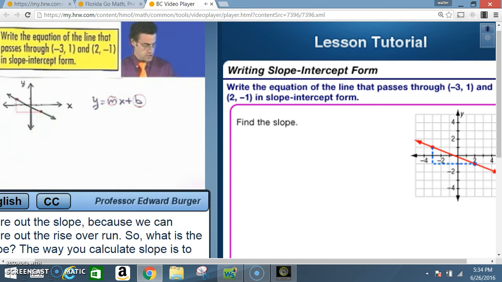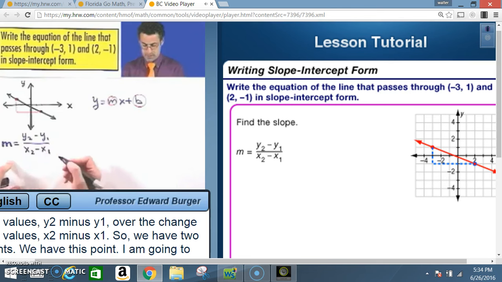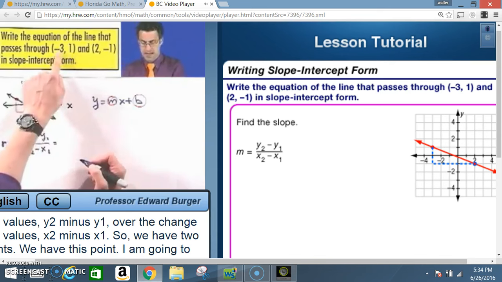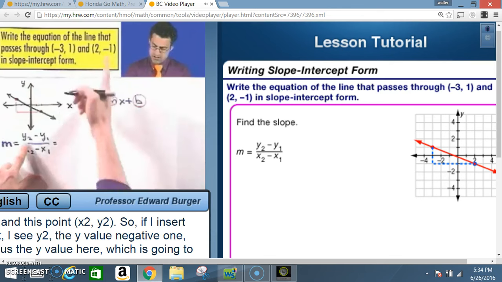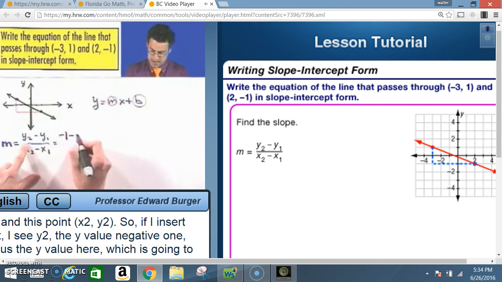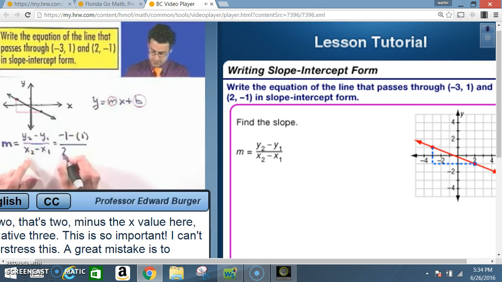So, what's the slope? The way you calculate slope is to look at the change in the y values, y2 minus y1, over the change in x values, x2 minus x1. So we have 2 points. We've got this point, I'm going to call this x1, y1, and this point x2, y2. So if I insert that in, I see y2, that's the y value, that's negative 1, minus the y value here, which is going to be 1, divided by x2, that's 2, minus the x value here, negative 3.